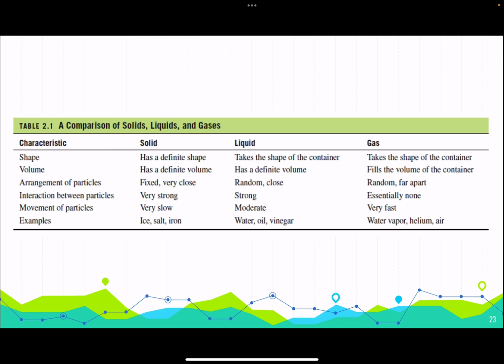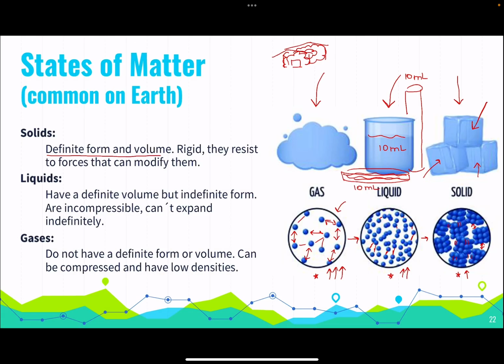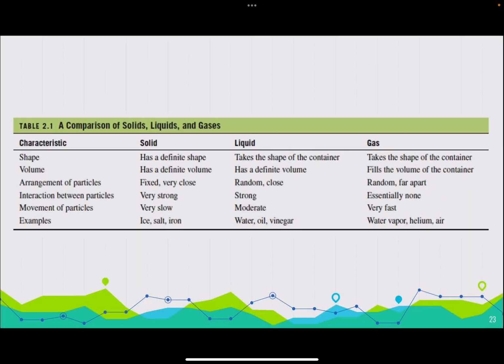So let's see some characteristics. Very important: these are common on Earth. We have more states of matter, but the ones that we see in our everyday are gas, liquid, and solid. So let's see the comparison of some of their characteristics. We already talked about shape and volume. Solids have a definite shape and a definite volume. Liquids have a definite volume but not a definite shape. And gases, they can take up all of the volume and they can be whatever shape.